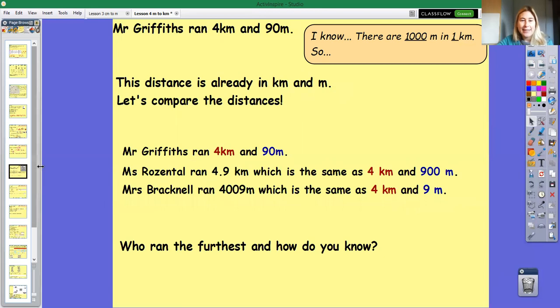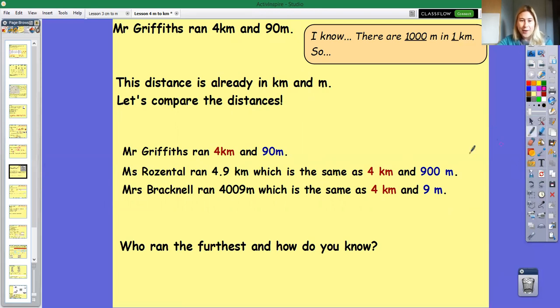Super. So now let's think about this, because this distance, Mr. Griffith's distance, is already actually in kilometres and metres. It's already been separated. So let's compare the distances now that we've got kilometre and metre measurements for all of them. Pause the video now and have a little look at what you've got and think about who ran the furthest and how you know.